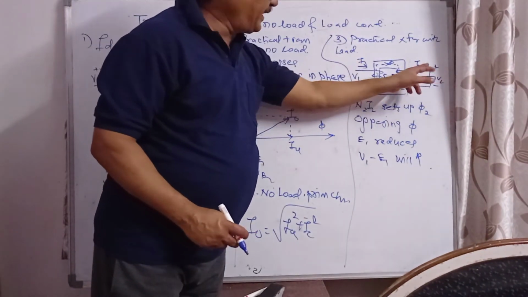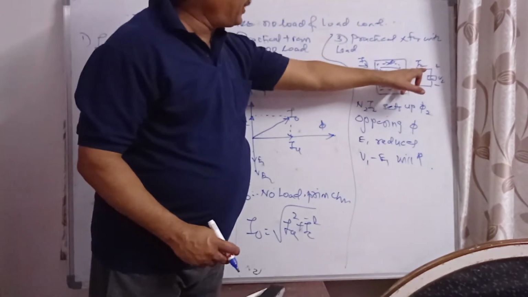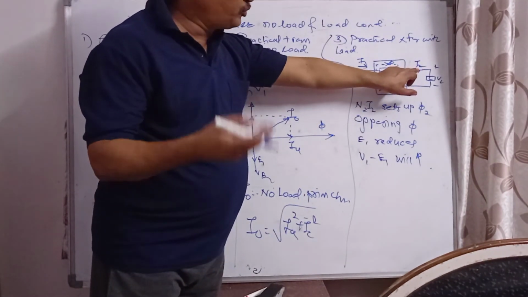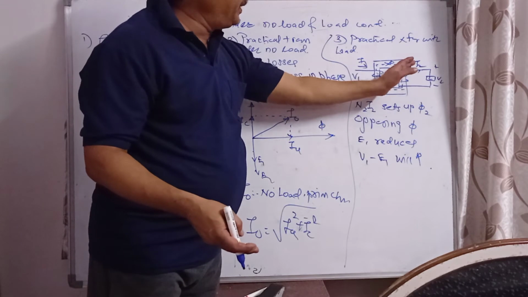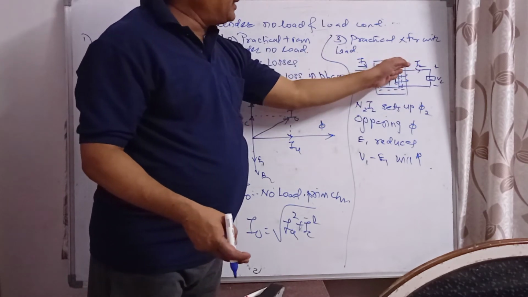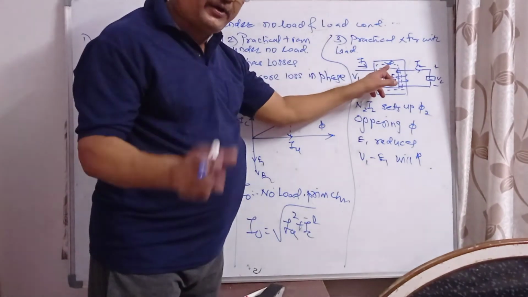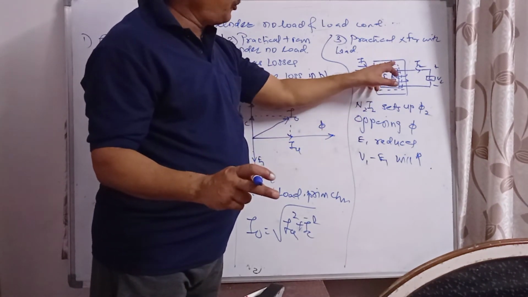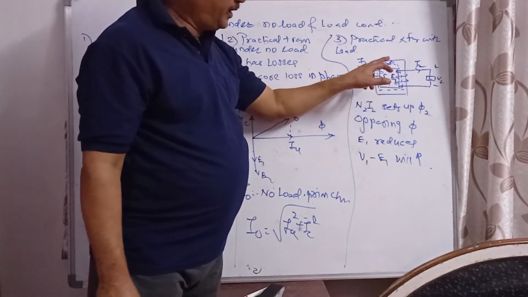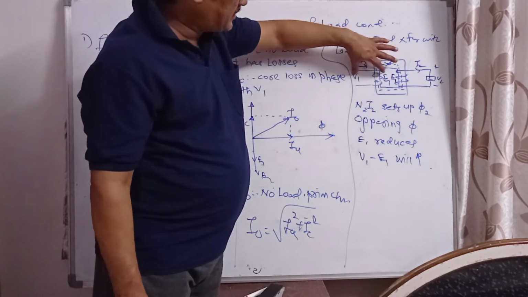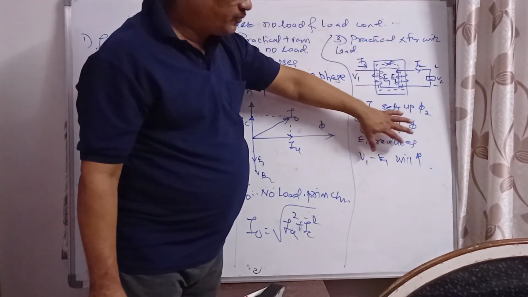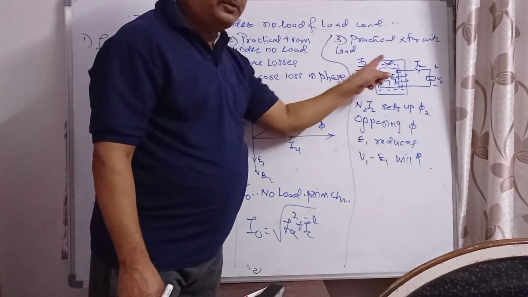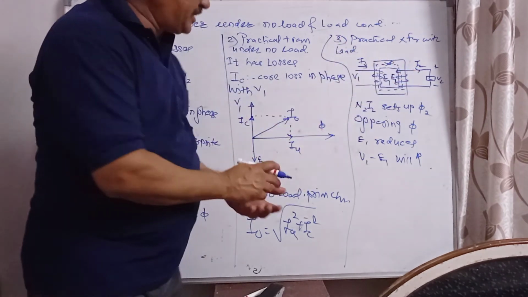and when load is connected I2 flows. So as soon as I2 starts flowing, N2 into I2 will produce phi 2. That phi 2 will be in opposite direction to phi. As it is opposing phi, phi will reduce. Phi will reduce means because of phi E1 is induced. So phi is reducing, E1 is reducing. E1 is reducing means this difference, this minus this, will increase. It will increase means primary will draw additional current.